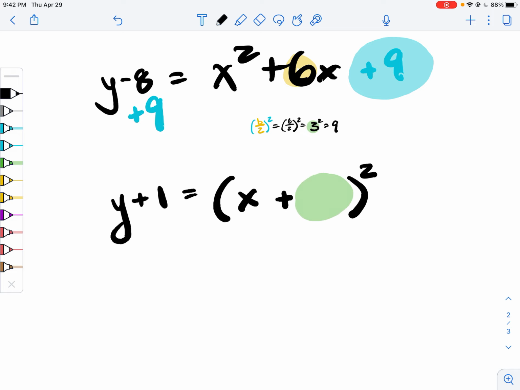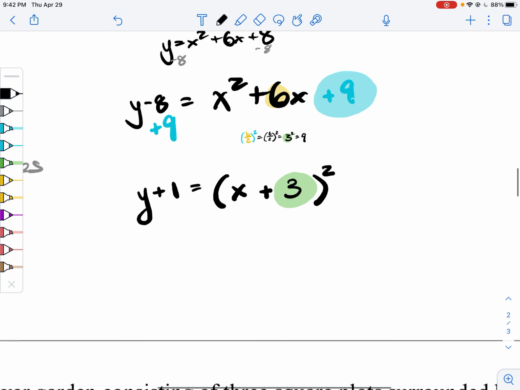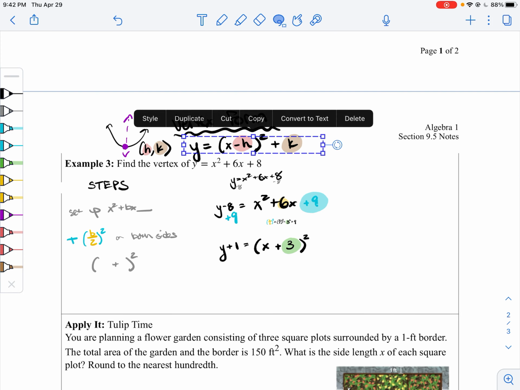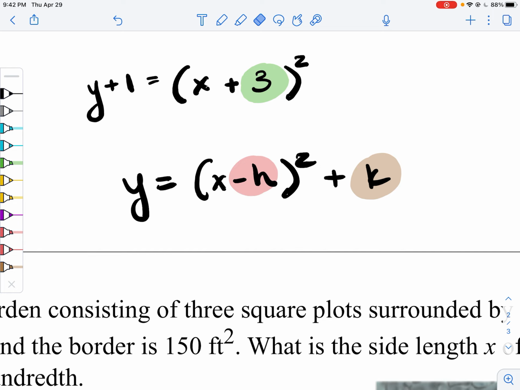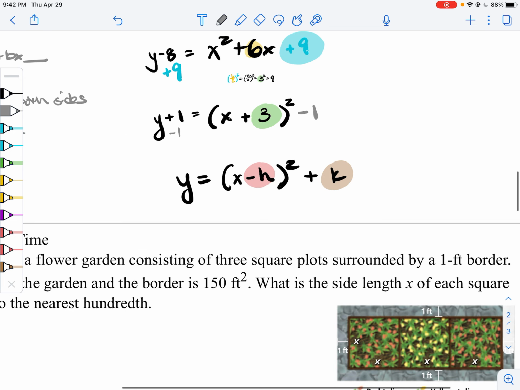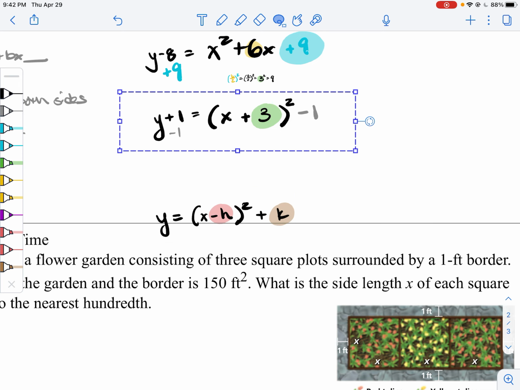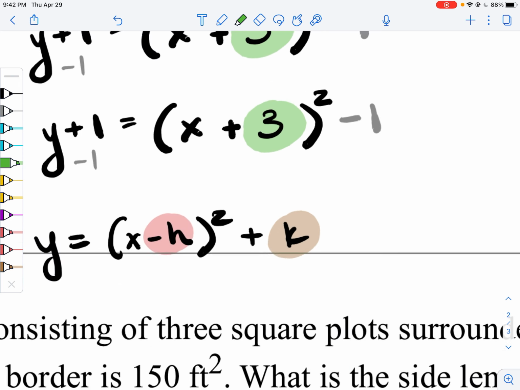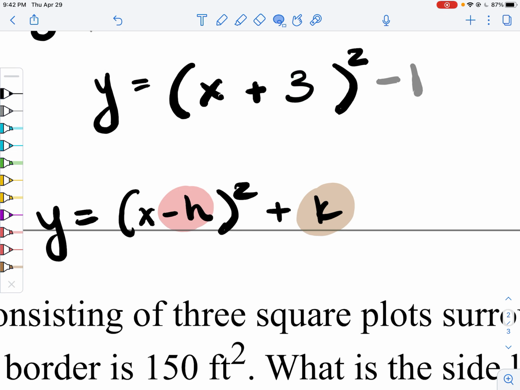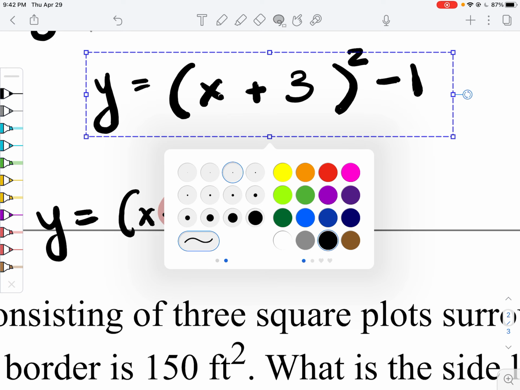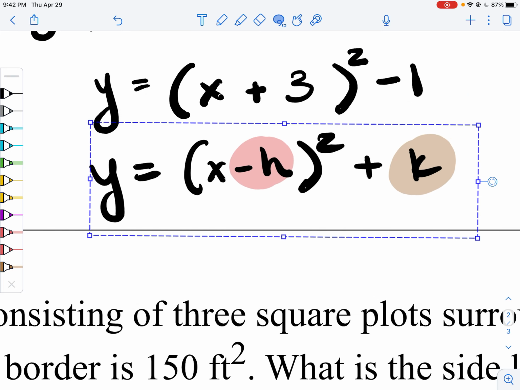That something is a 3. Hey, do we have vertex form yet? We're so close. The only thing is we're trying to get y all by itself. So to get y by itself, we need to subtract 1. Plus 1, minus 1, gone. And then suddenly, whoa, vertex form.